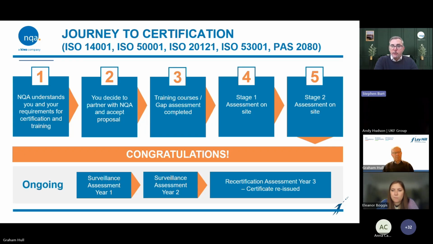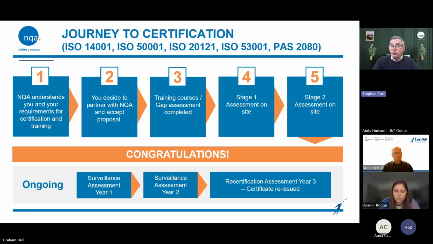So the output from the stage 1 audit is an audit report. Usually, not always, but usually there are some findings in there. We raise those as what's called areas of concern, and that gives you an opportunity to close those out ahead of the stage 2 assessment. So the stage 2 assessment is when we make a decision about whether to award certification or not. The stage 2 assessment is typically a longer duration audit, and we're testing the implementation of the management system at that stage 2 assessment.